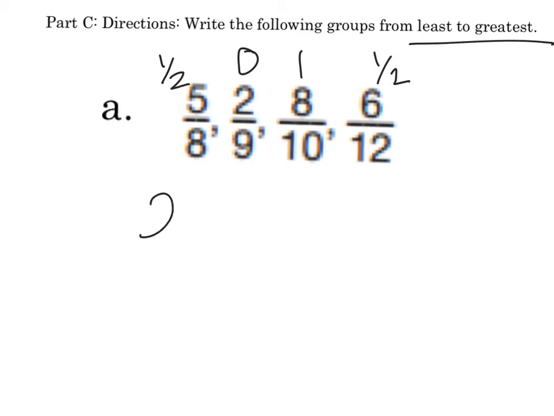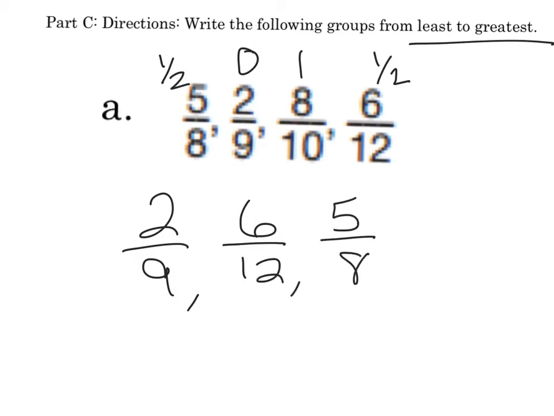So I know 2/9 has to go first because it's the closest to 0. And then I have 5/8 and 6/12, which are both close to a half. But if I think about 5/8, that's more than a half because 4/8 would be a half. So 6/12 would need to come next. And then you have your 5/8. And then finally your 8/10 because it is the closest to a whole. Remember, you can use a number line to do these problems as well.